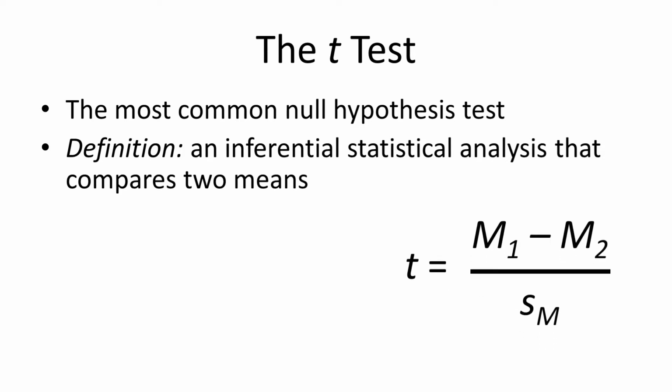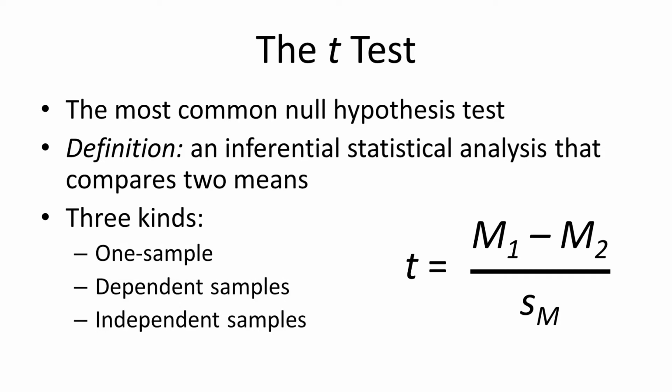So here's the mathematical equation for calculating an observed t-score. We call it the observed t-score because it's the t-value you observed by collecting data. There are three different kinds of t-tests, but they all use this basic formula. If you just take a look at the formula, you have the mean for group 1 minus the mean for group 2 divided by this S sub m. We'll get to that stuff in just a moment.